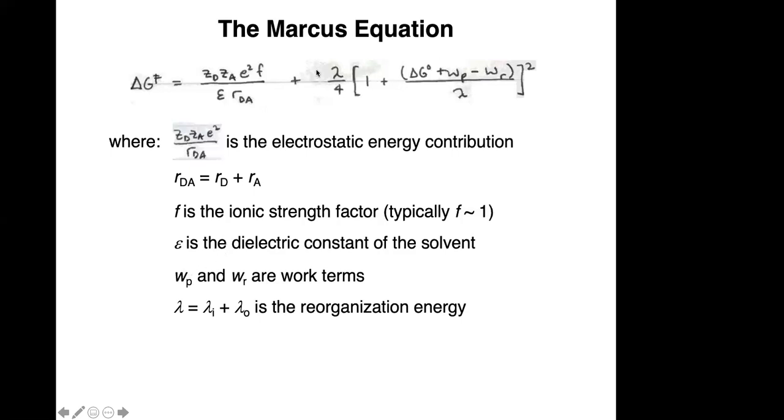So then in the second term here, we've got lambda, which we're going to get into in detail, which is the reorganization energy. And this will have to do with two parts. It's going to have an inner sphere part and an outer sphere part, lambda I and lambda O. The inner sphere reorganization energy is going to be the energy required to move the ligands bound to the metal into the transition state geometry. And then the outer sphere part is going to have to do with moving the solvent molecules in the surrounding cage into the transition state geometry.